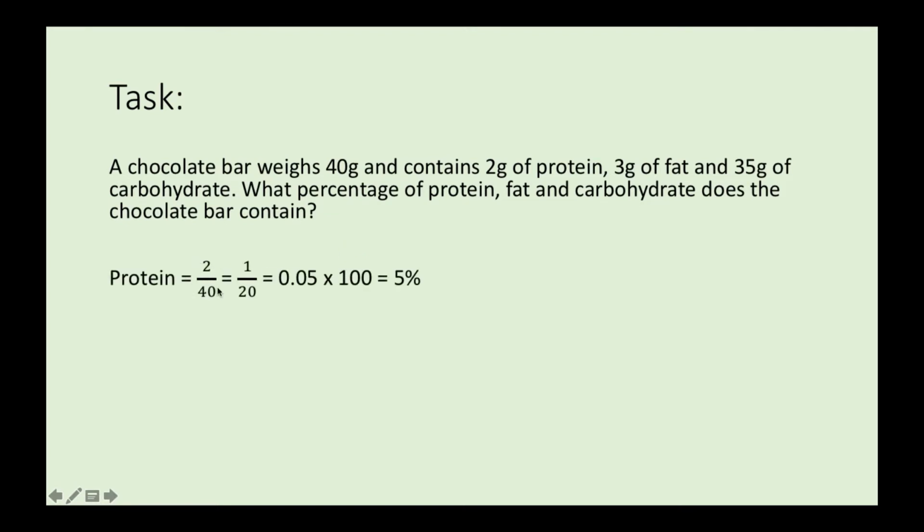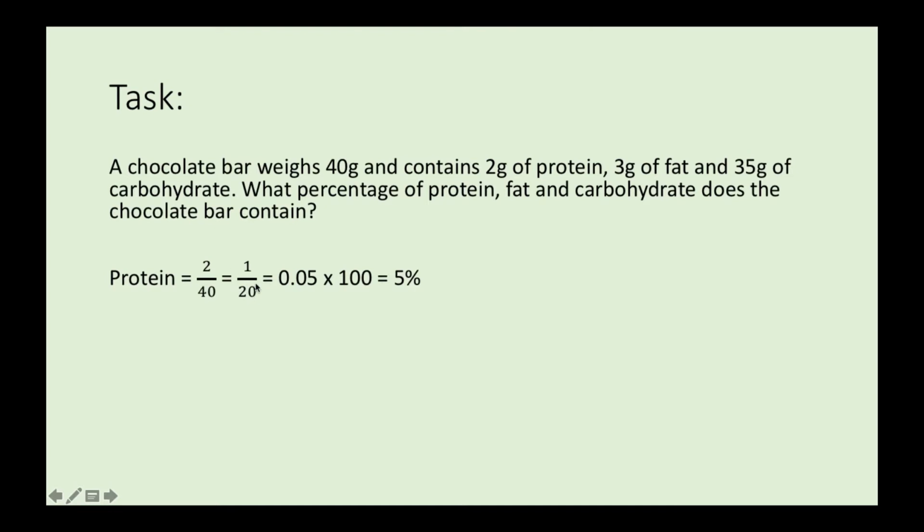So it's 2 out of 40, which is our fraction. I've cancelled it down a little bit to help me. You might not want to do that. It depends. If you're using a calculator, you don't really have to cancel down. So I've cancelled it down by dividing by 2. So 2 divided by 2 is 1. 40 divided by 2 is 20. So this is the fraction.